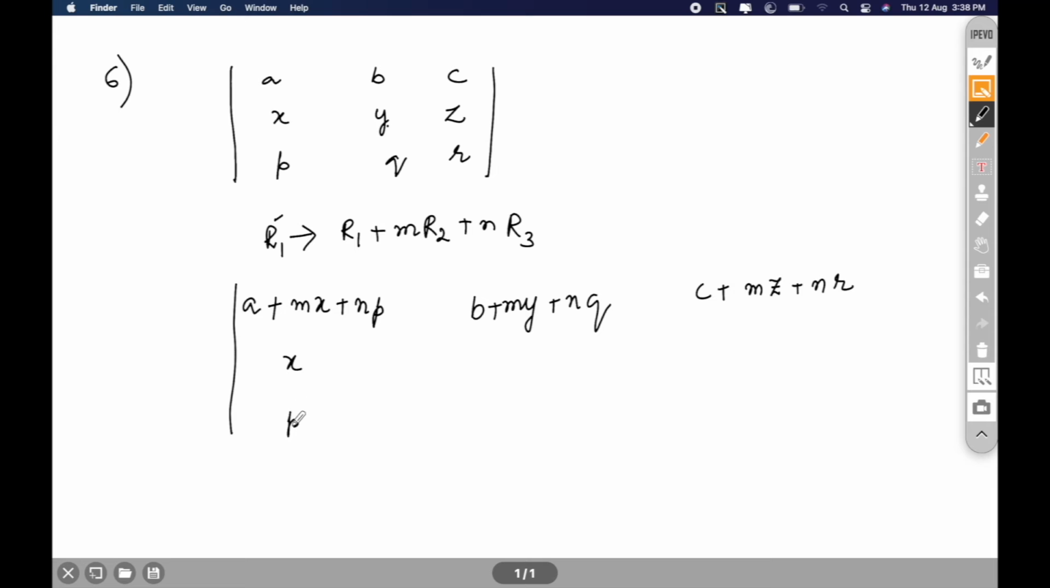The remaining rows remain unaltered. So Z, R. Now if we evaluate this new determinant, you will see that its value is the same as the value of this original determinant, right? So at a time we can change two rows. Here I have changed only row 1. If I wish, I can also change row 2. So at a time only two rows or two columns can be changed by using such transformations, not all the three together.